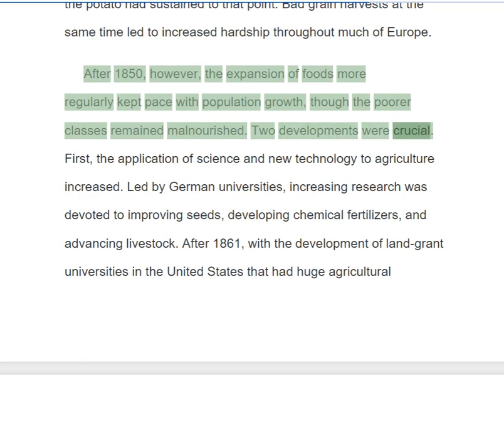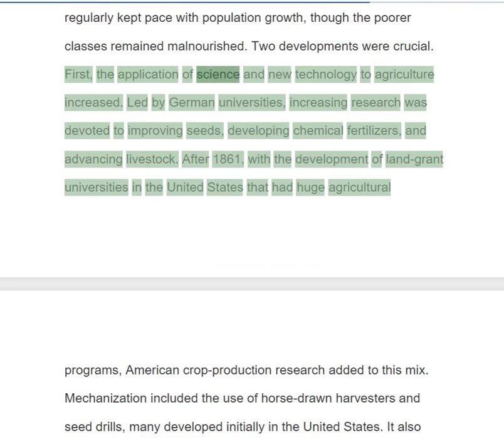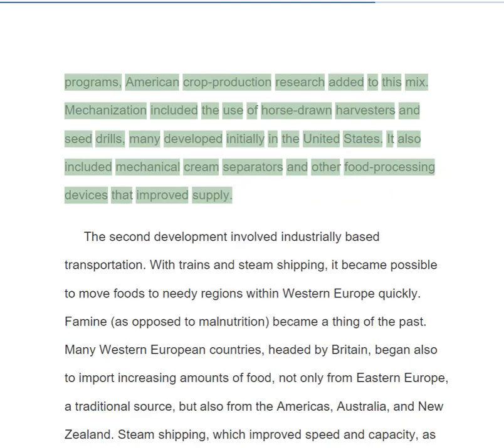Two developments were crucial. First, the application of science and new technology to agriculture increased. Led by German universities, increasing research was devoted to improving seeds, developing chemical fertilizers, and advancing livestock. After 1861, with the development of land-grant universities in the United States that had huge agricultural programs, American crop production research added to this mix. Mechanization included the use of horse-drawn harvesters and seed drills, many developed initially in the United States. It also included mechanical cream separators and other food processing devices that improved supply.